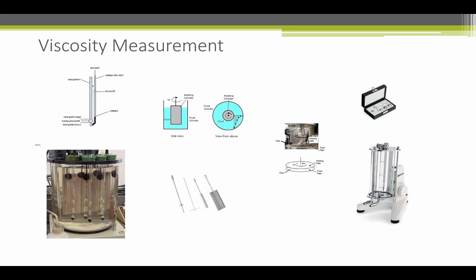Now here are some different ways of making a viscosity measurement. In this case, there's a little bulb that has a known volume in it.